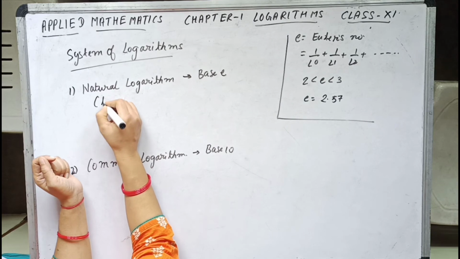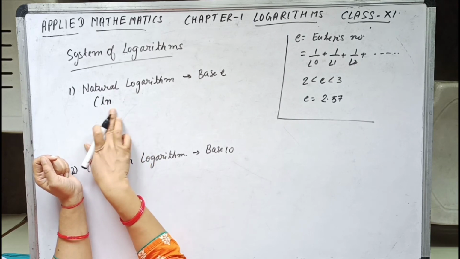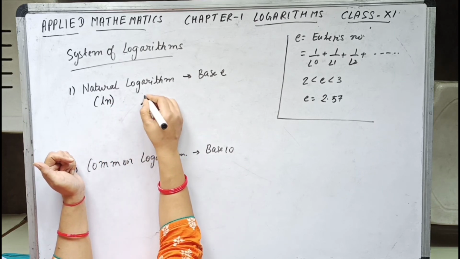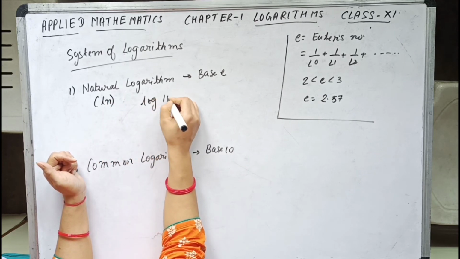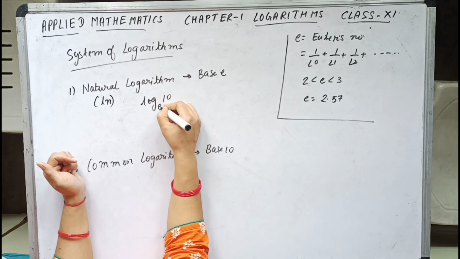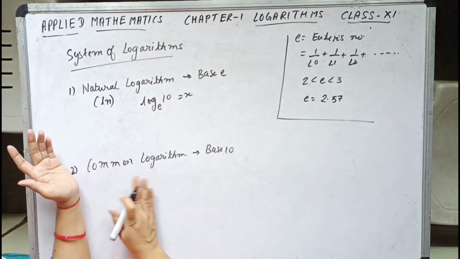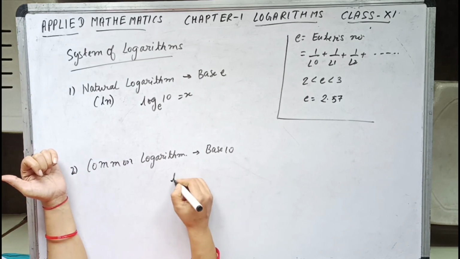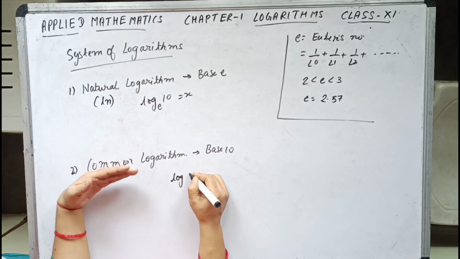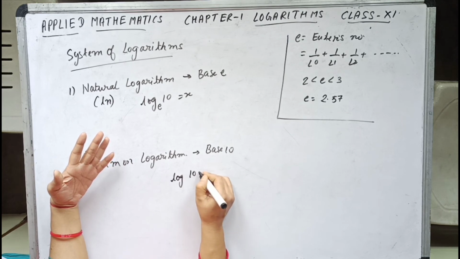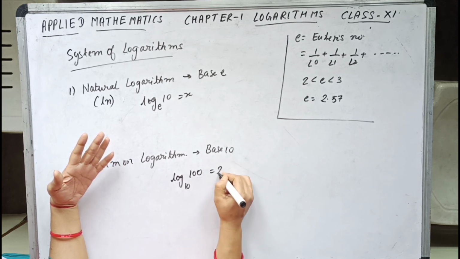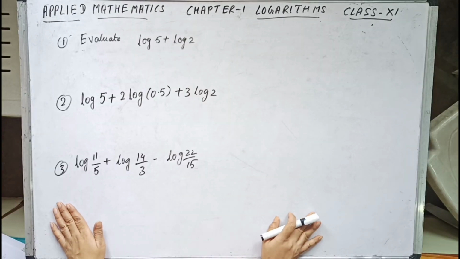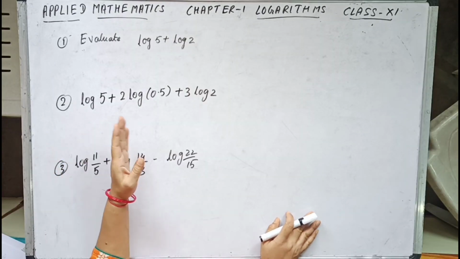Natural logarithm is also written as ln. Okay, so over here log of 10 base e equals to suppose x. Now common logarithm base is 10. So over here log of any number we can write, let us suppose 100 base 10 equals to 10 power 2 equals to 100. So children, over here 3 sums I have written where we have to evaluate the value of these logarithms.